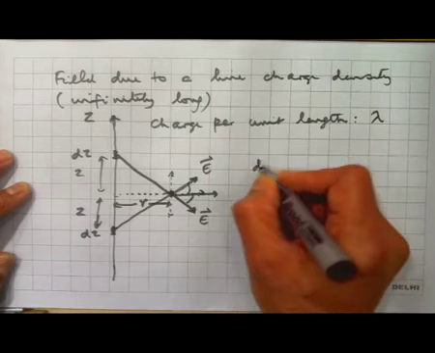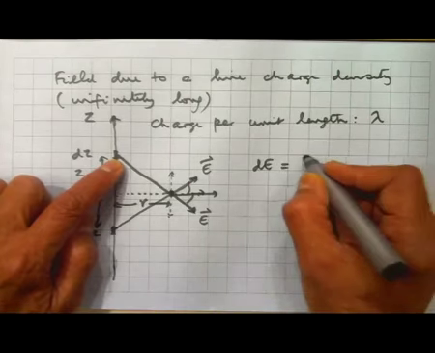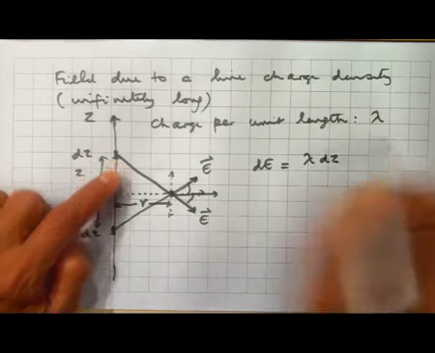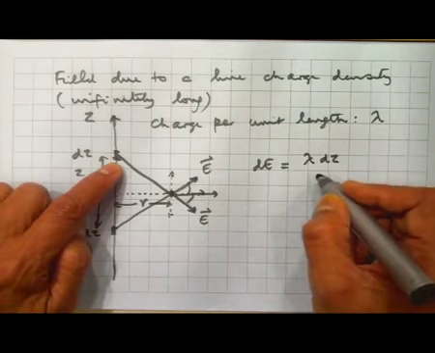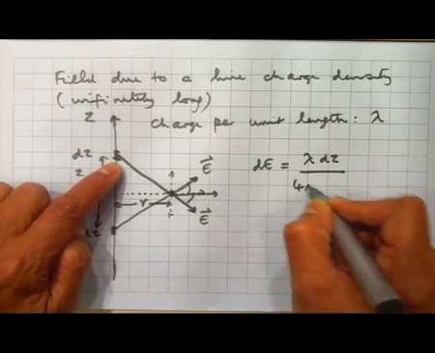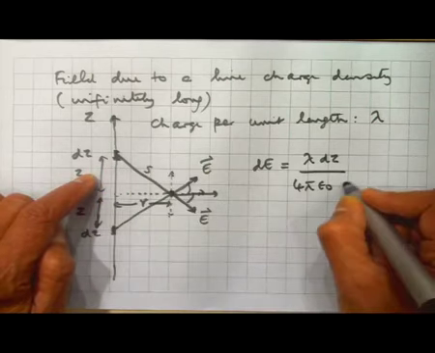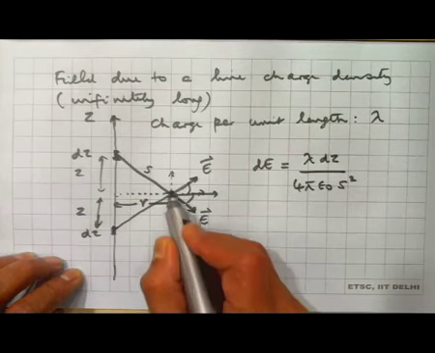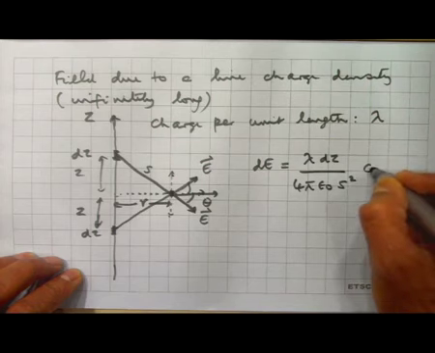So let me call this dE. Magnitude of electric field is charge here, which is lambda dz. Lambda is the charge per unit length multiplied by the length which I am taking. Lambda dz is the charge contained in this, divided by 4 pi epsilon 0 into this distance square. So let me call it small s square. That is the magnitude of electric field produced here, and its horizontal component, if I call this theta.